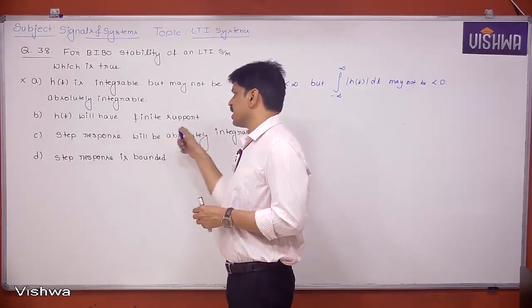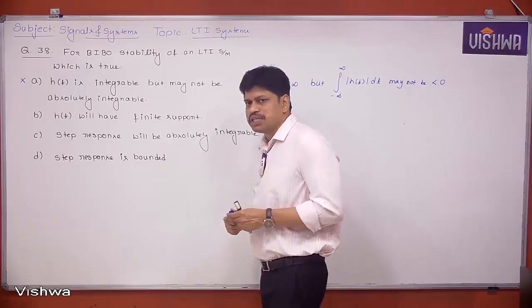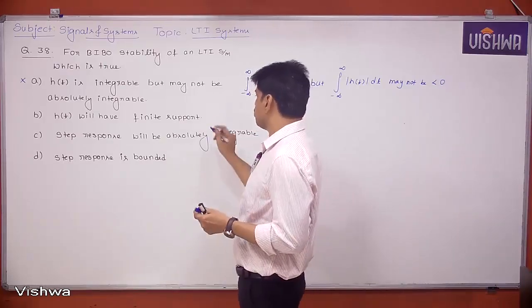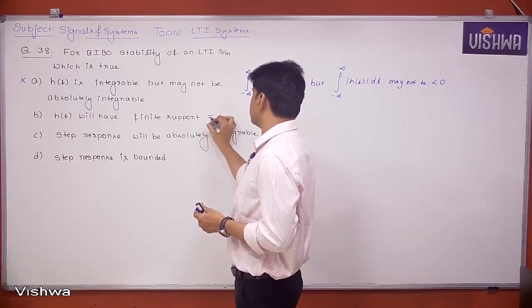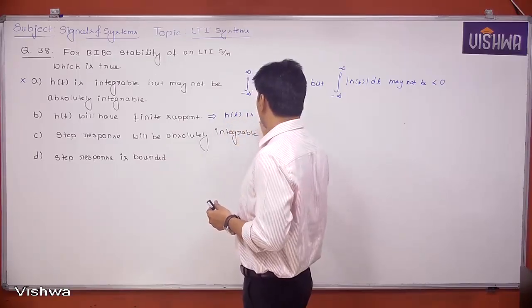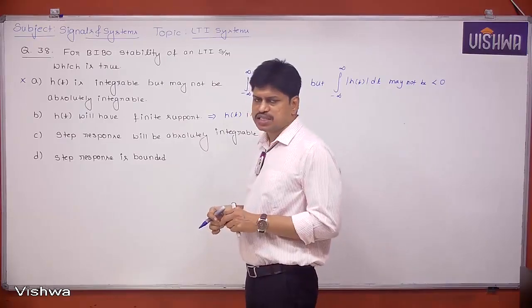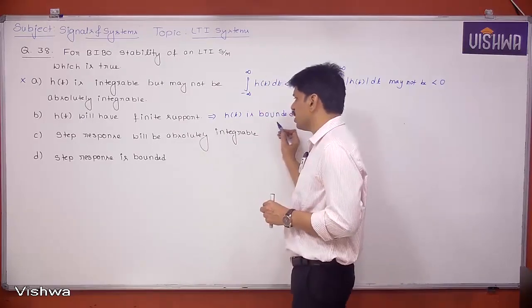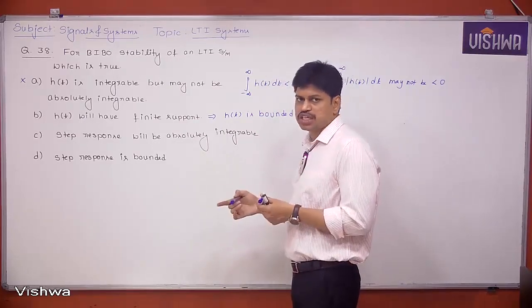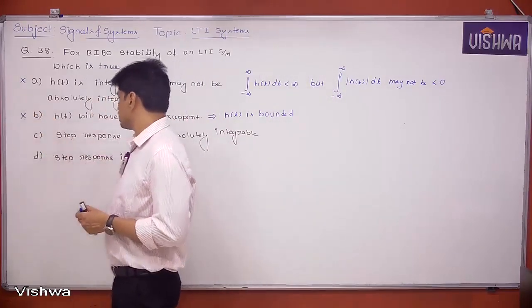Next, second option. h of t will have finite support. What do you mean by finite support? Finite support means it is bounded, that implies h of t is bounded. That's the meaning of it. So whether it is bounded or not is not the matter for us. What we actually require is that h of t must be absolutely integrable. That is also not correct. So option B is also not correct.